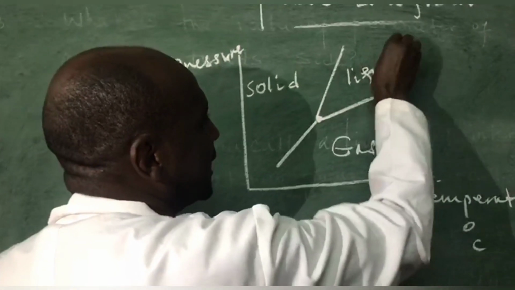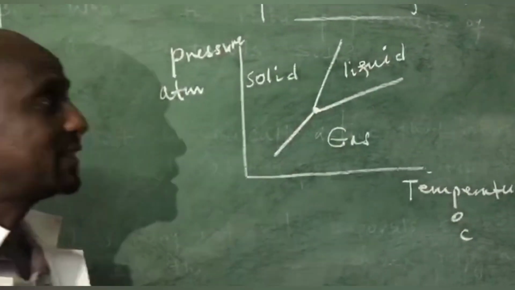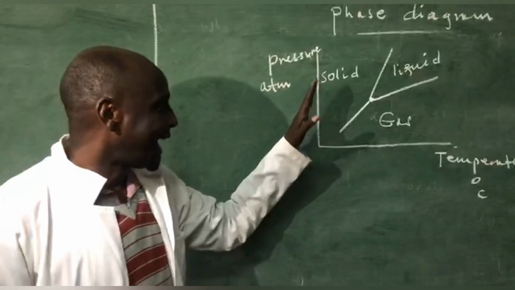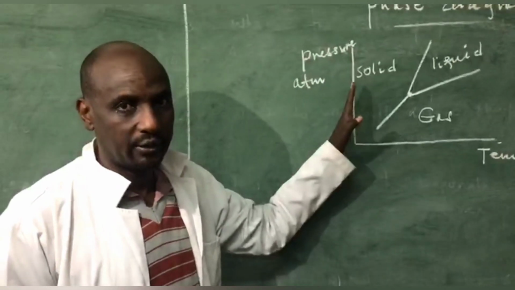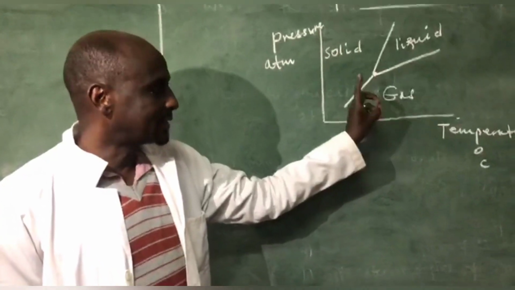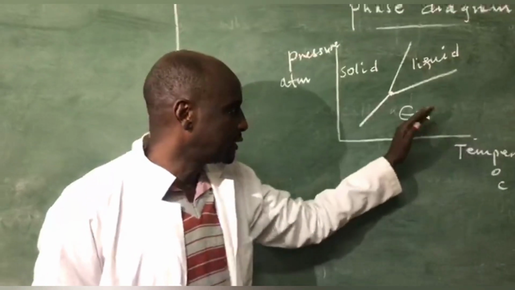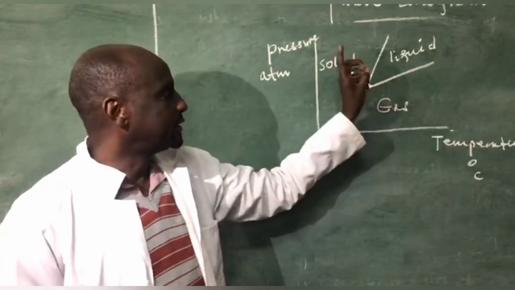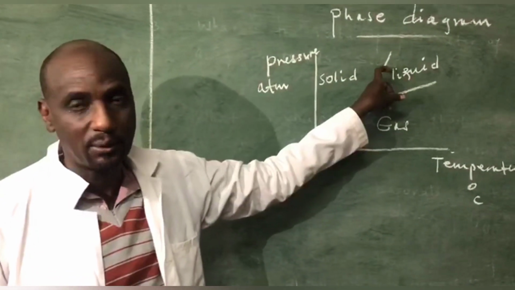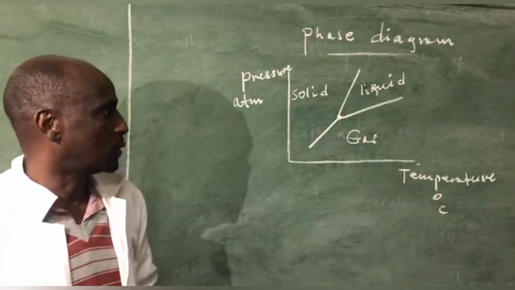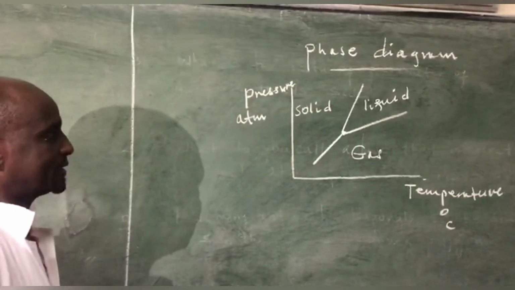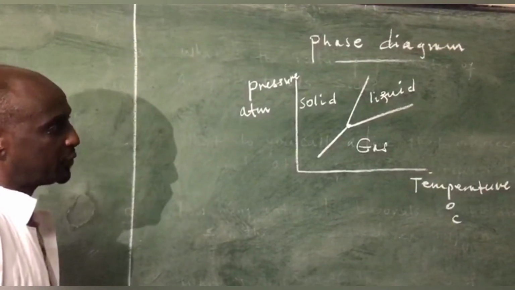From this you can say a substance can exist in the form of solid at high pressure and low temperature, and a substance can exist in the form of gas at high temperature and low pressure, and it can exist in the form of liquid as intermediate. Now this is what you call the phase diagram. Now this phase diagram has four features.